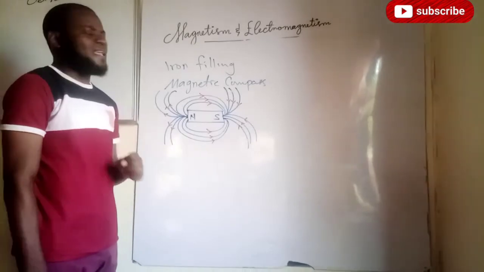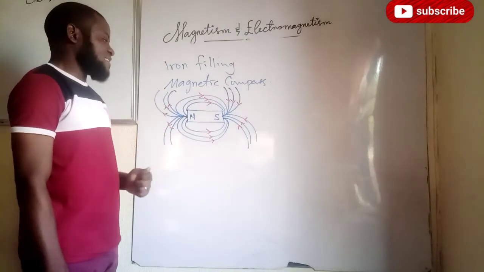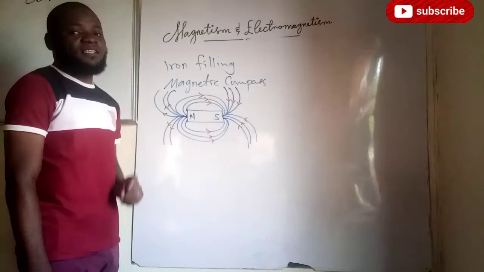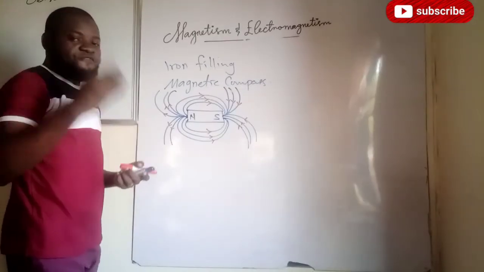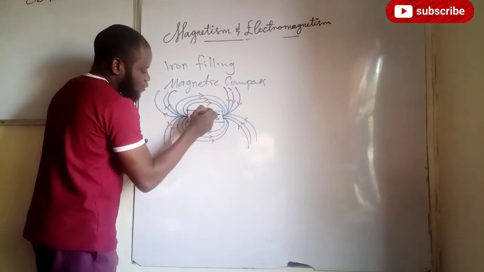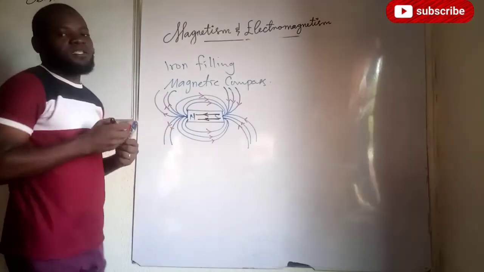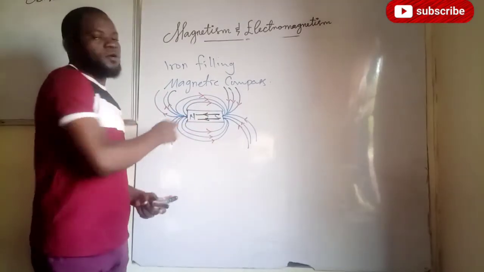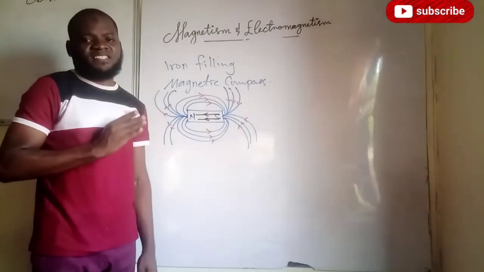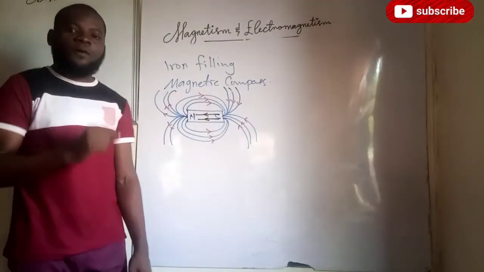Now we've said that outside the magnet, the force runs away from the north pole towards the south pole. What happens inside the magnet? Inside the magnet, the reverse is the case. The force runs from south pole to north pole inside the magnet. Inside the magnet, it is from south to north. Outside the magnet, from north to south. I believe we understand this. Cool. Now, how do we make use of the magnetic compass?